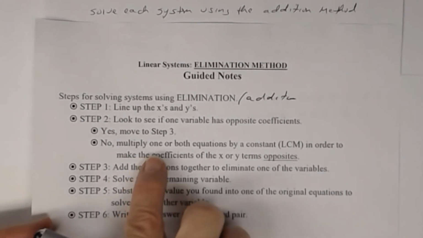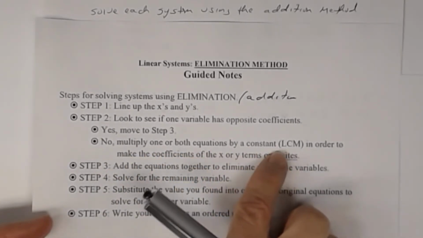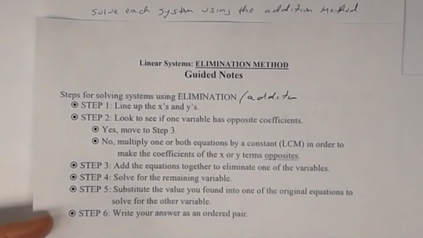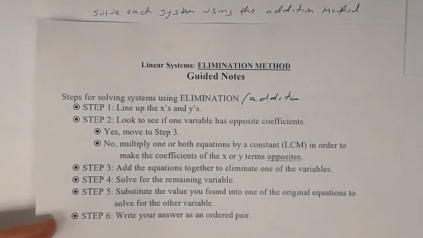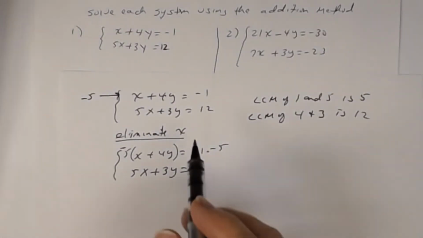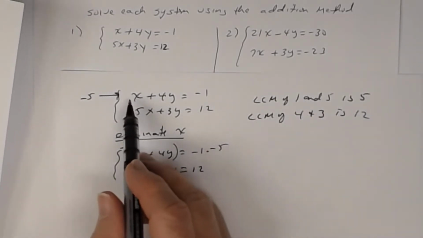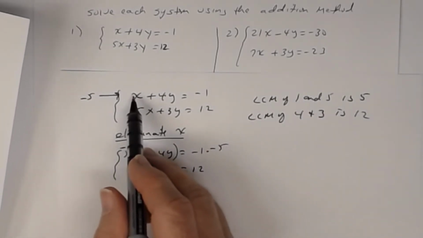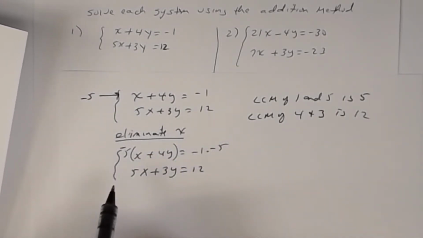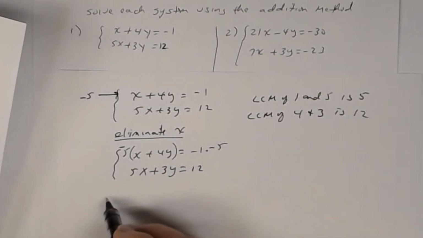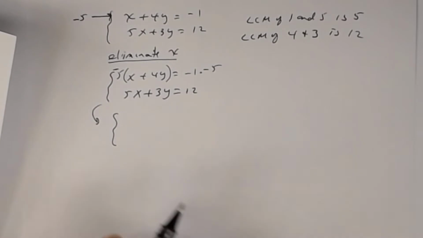And so if no, you're going to multiply one or both equations by a constant in order to make the coefficients of x or y opposites. So my least common multiple is 5. So in order to get a 5 here, 1 times 5 is 5, but I want it to be negative, so that way one's negative, one's positive. And so I'm going to distribute, and so now you get this system. Now all these are equivalent.